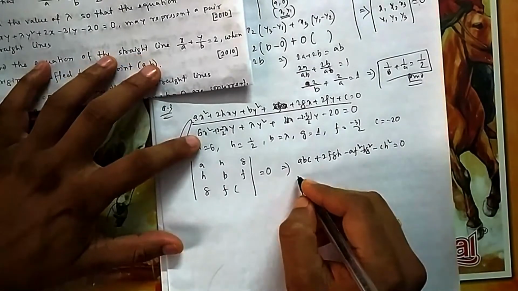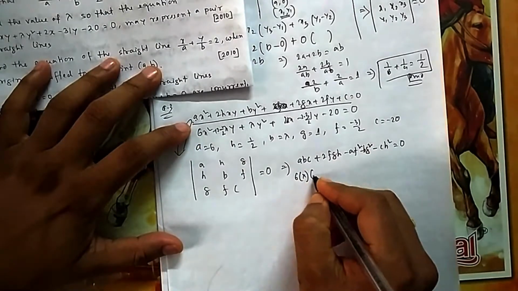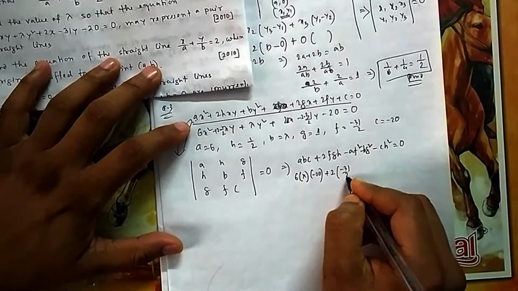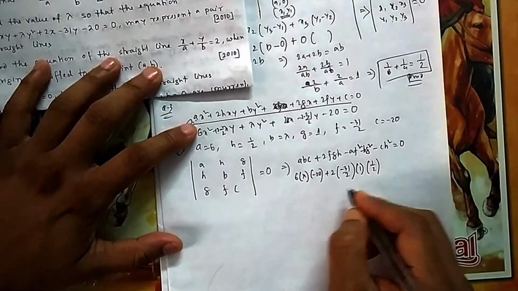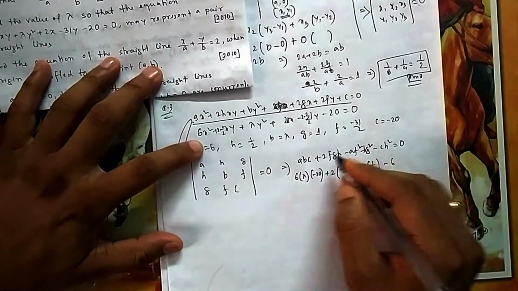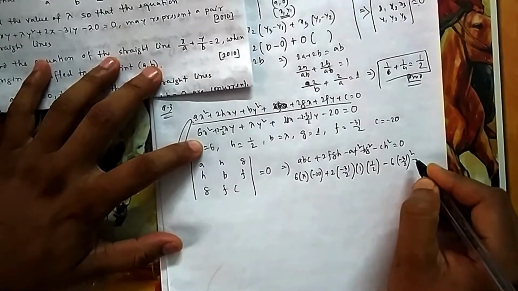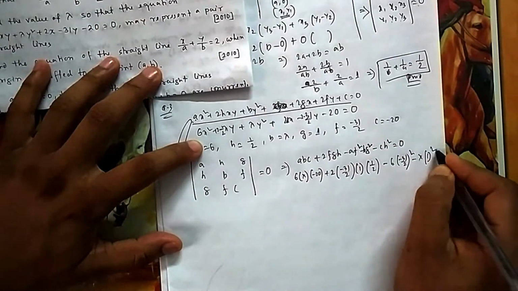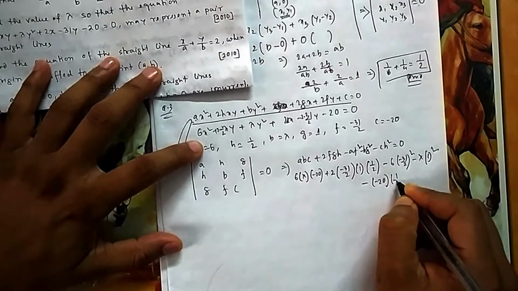So now you put it there. A is equal to 6, b is equal to lambda, and c is equal to minus 20, plus 2 into f, which is minus 31 by 2, g is 1, h is half, minus a, which is 6. What is f square? F is minus 31 by 2 whole square, minus what is b? B is lambda. What is g? G is 1 square, minus c is minus 20, and then h is half square.